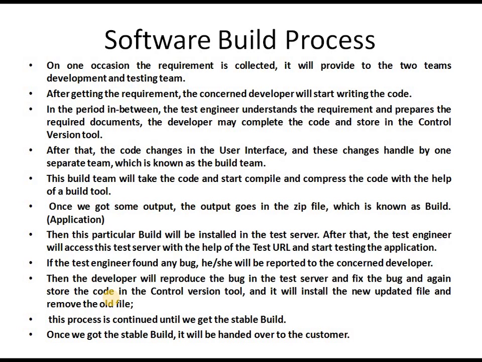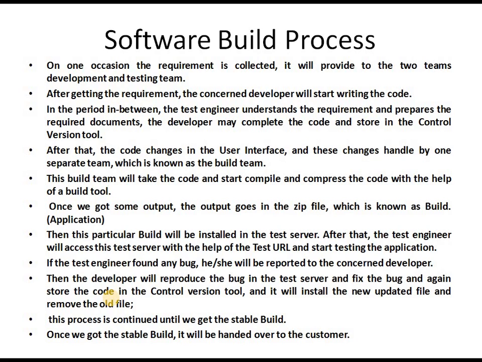This is the software build process. How do we make any software and project? I'm going to explain how software is built. Once the requirement is collected, it is provided to two teams, the development and testing teams. After getting the requirement, the concerned developer starts writing the code. In the meantime, the test engineer understands the requirement and prepares the required documents.